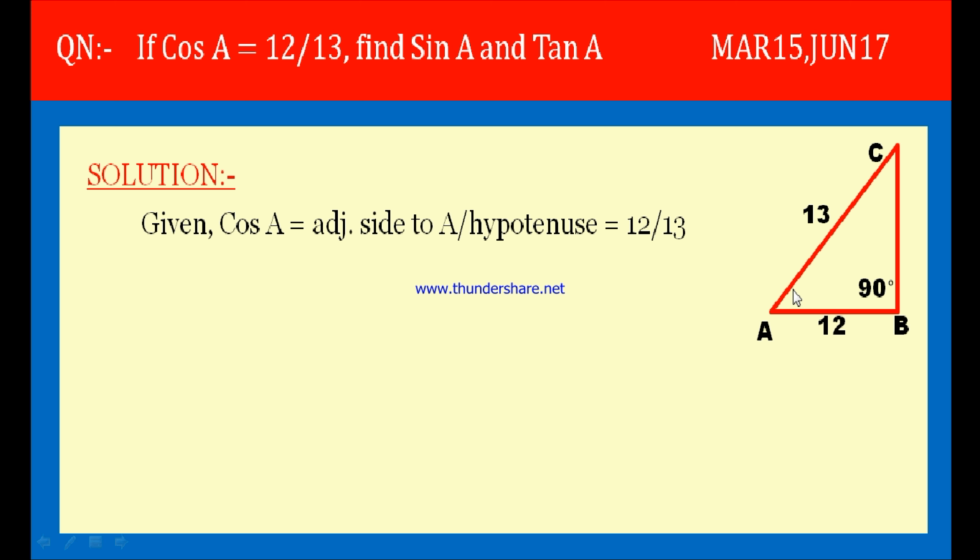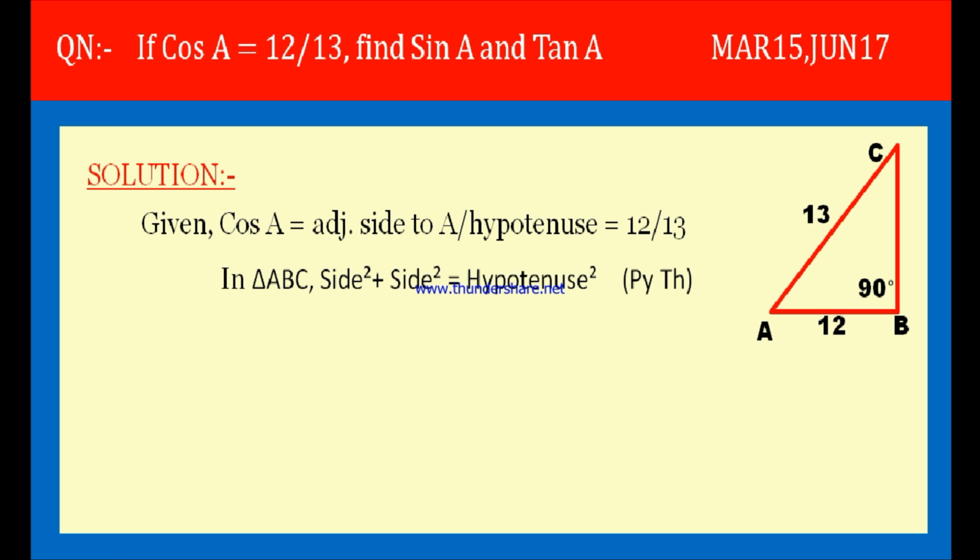If you look at the diagram, this is vertex A, this is angle A. Now the side adjacent to angle A is AB, that is 12 units. Adjacent side to A is 12 units. And the hypotenuse, the side opposite to 90 degrees, is AC, which is equal to 13. We are given that cos A is equal to adjacent side to A by hypotenuse. Therefore adjacent side is 12 and hypotenuse is 13.